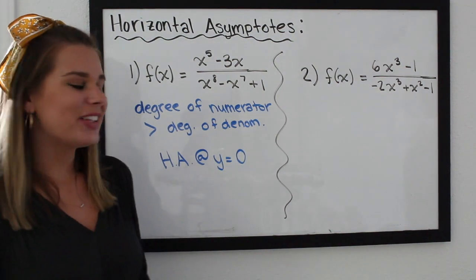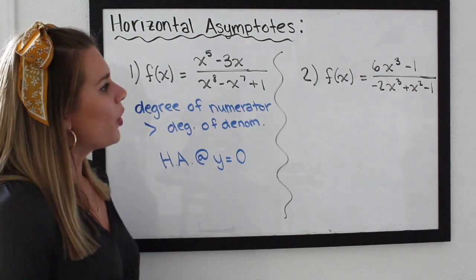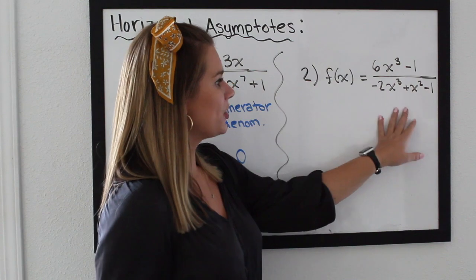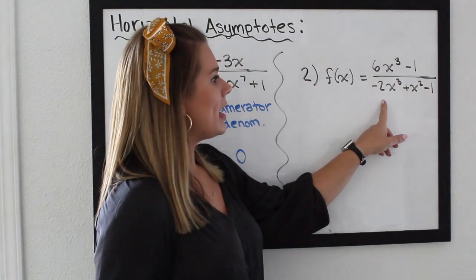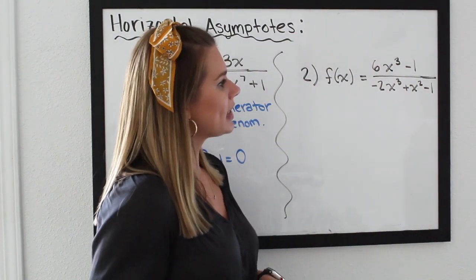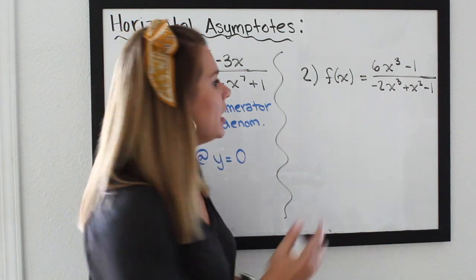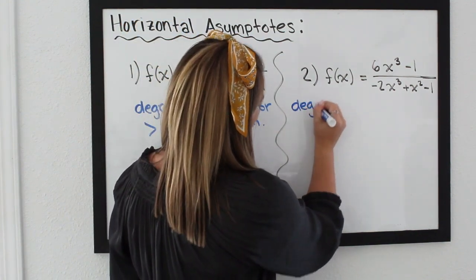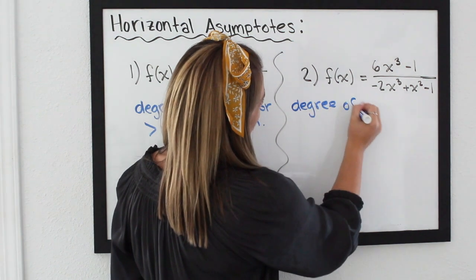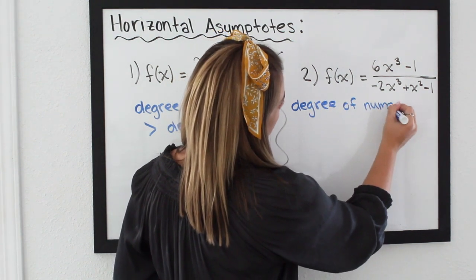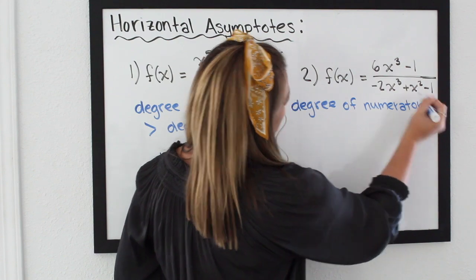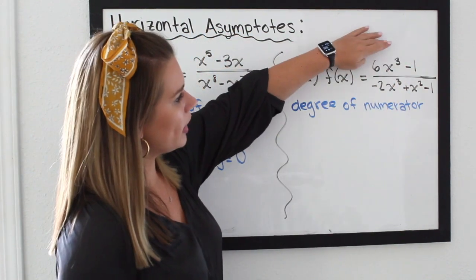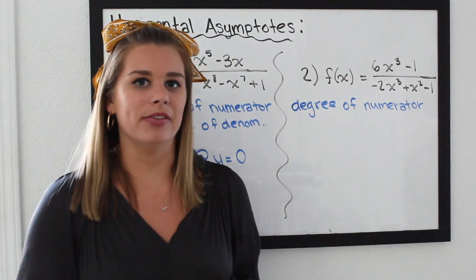Okay, so now, number 2, we have f of x equals 6x cubed minus 1 all over negative 2x cubed plus x squared minus 1. So, in this case, the degree of the numerator is actually equal to the degree of the denominator. So the degree of the numerator is 3, and so is the degree of the denominator.